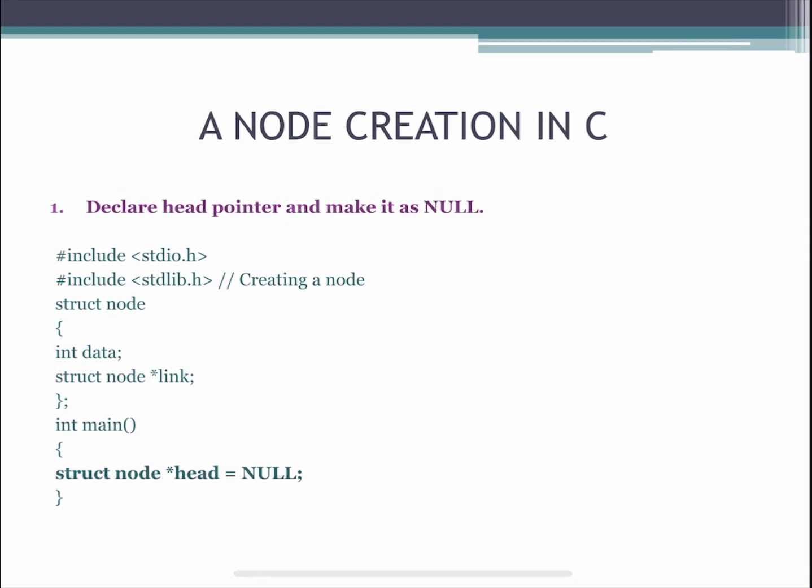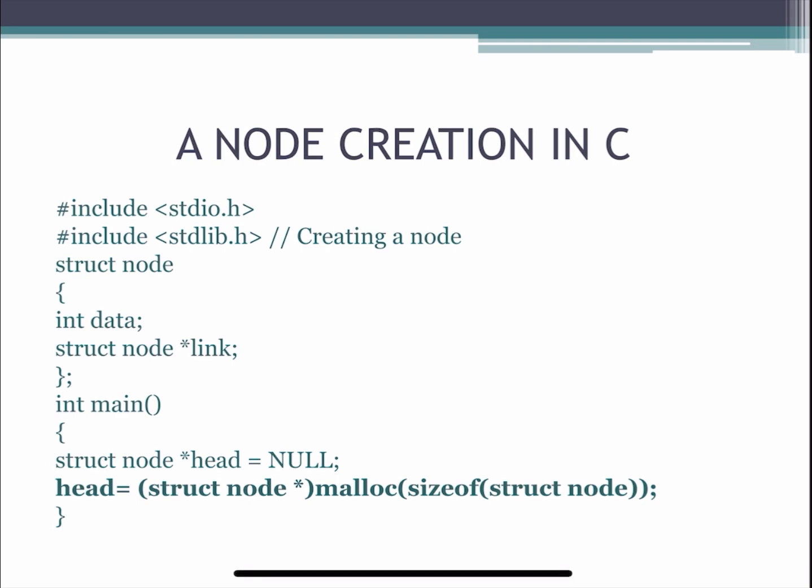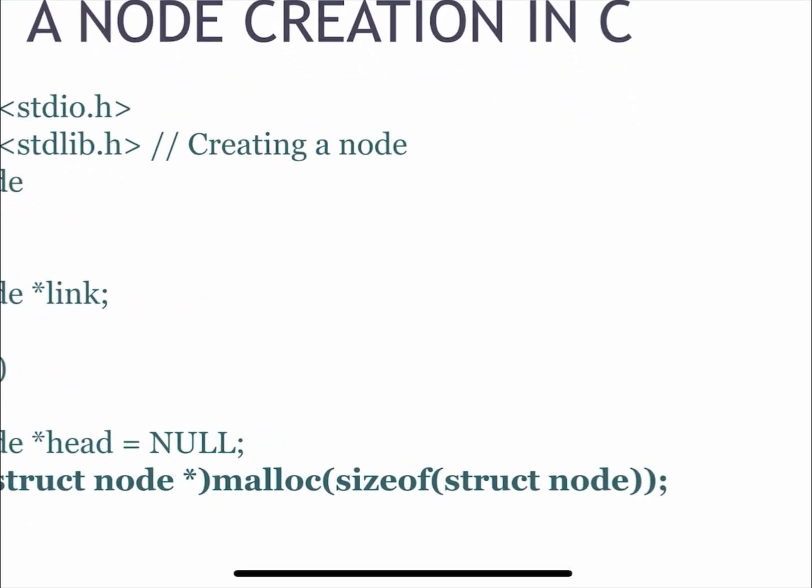In the main function, we need to create a pointer which is head and initialize it with a null value. Then memory will be allocated to this node using the malloc function. In the brackets of the malloc function, we write how much size we want. How much size do we want? The size of the node. So in the malloc brackets we write the size of the node, and that value will be stored in head.